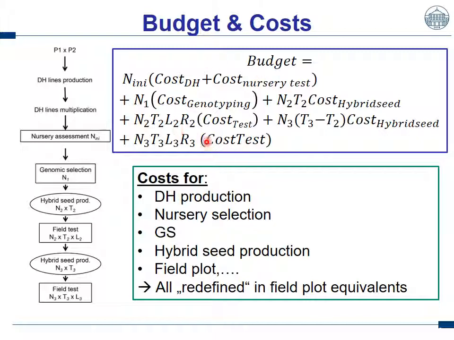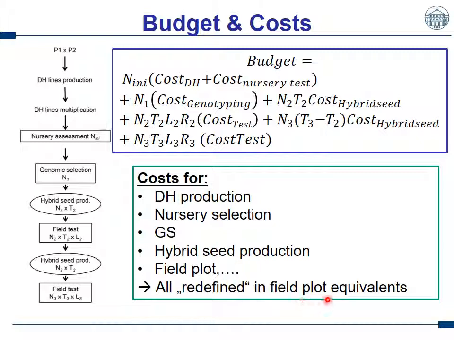And this is the backbone of the program, what it can do for you, because all the allocation of resources is based on the budget being completely spent. And this is based at the end on the budget formula. And therefore you need costs for your DH production, for the nursery selection, for the genomic selection, for hybrid seed production or line seed production, for a field plot, and some others, but these are the major costs you need. It's not much that you need.